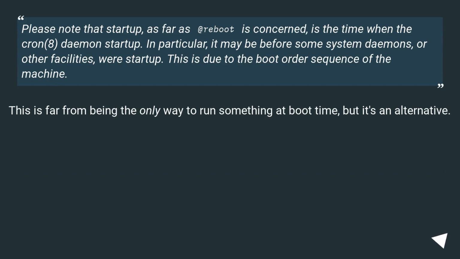Please note that startup, as far as @reboot is concerned, is the time when the cron daemon starts up. In particular, it may be before some system daemons or other facilities were started. This is due to the boot order sequence of the machine. This is far from being the only way to run something at boot time, but it's an alternative.